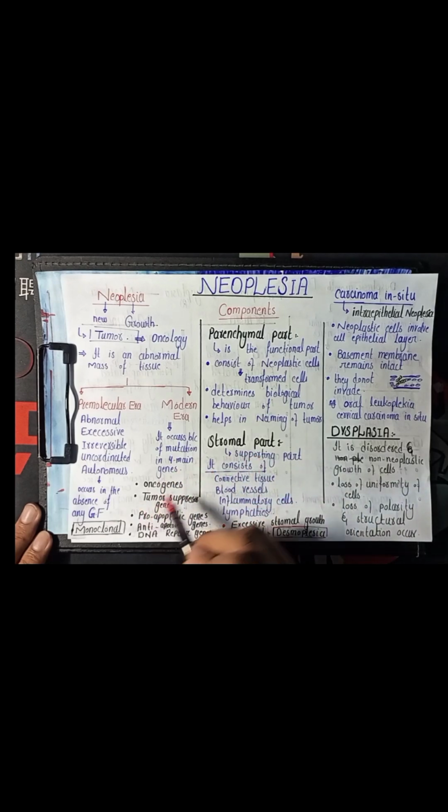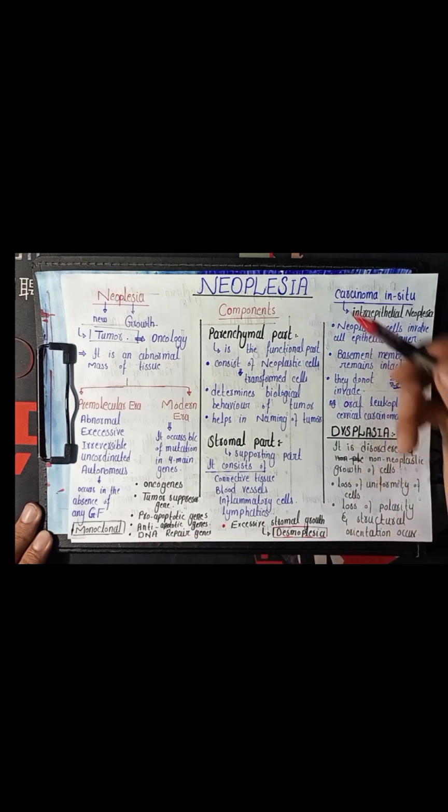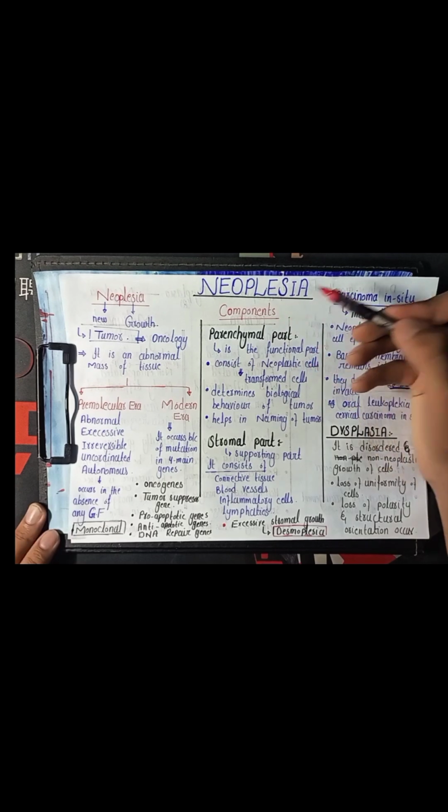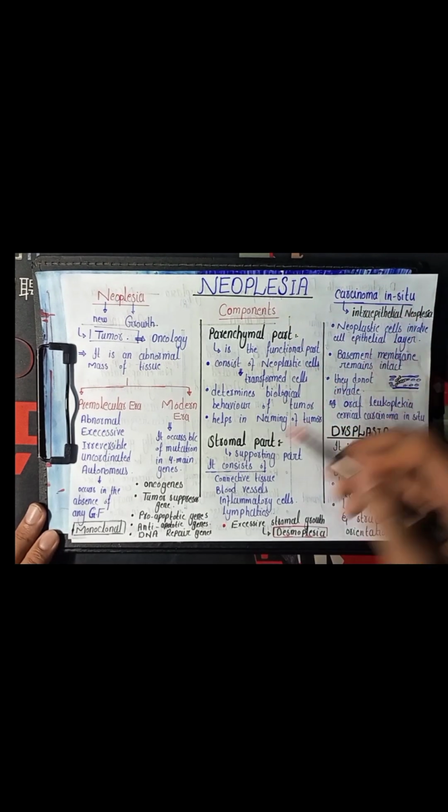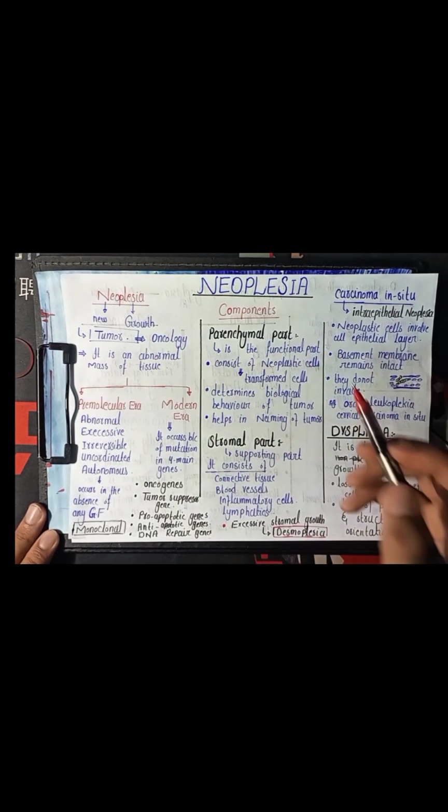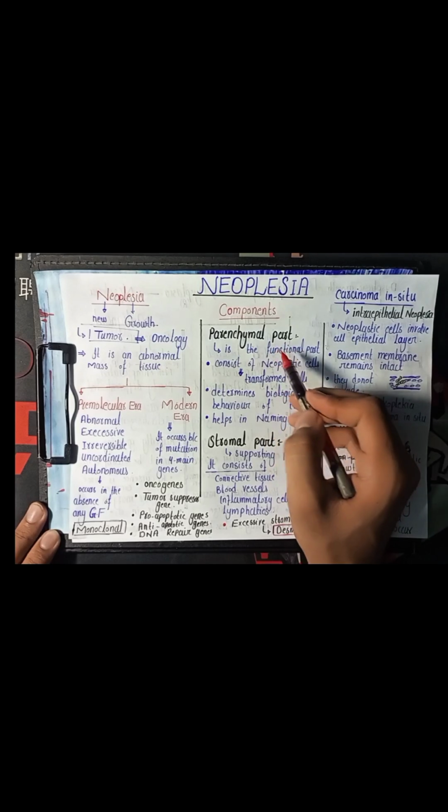And these genes include oncogenes, tumor suppressor genes, pro-apoptotic genes, anti-apoptotic genes, and the DNA repair genes. And each neoplasm consists of two components. The first one is the parenchymal part and the second one is the stromal part. So first comes the parenchymal part.